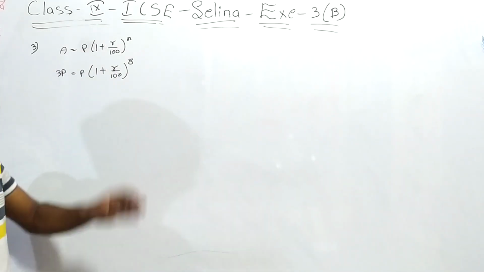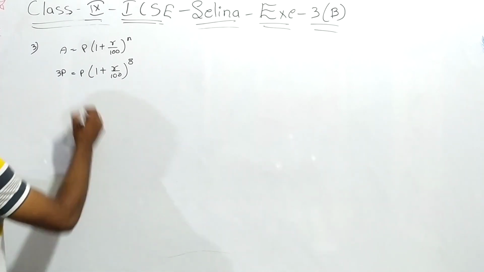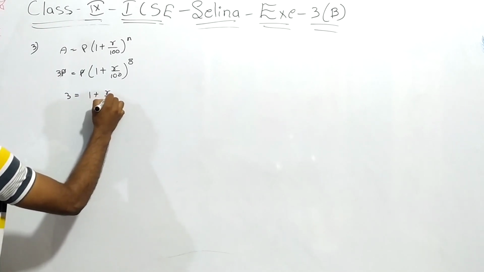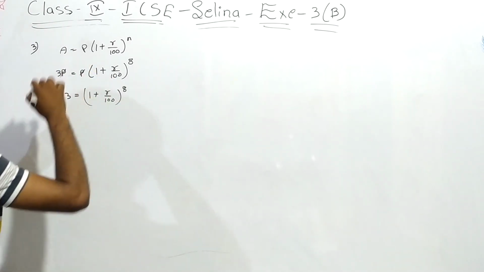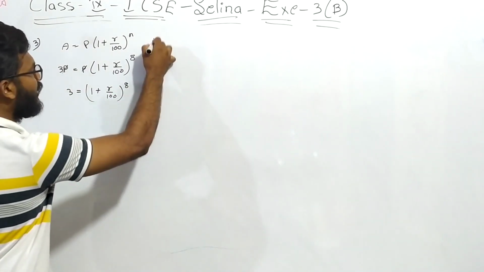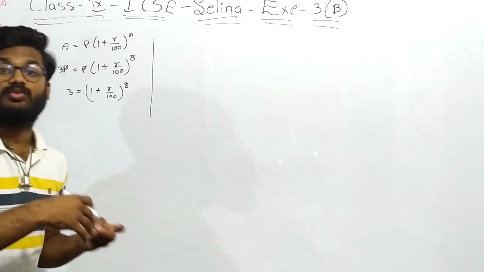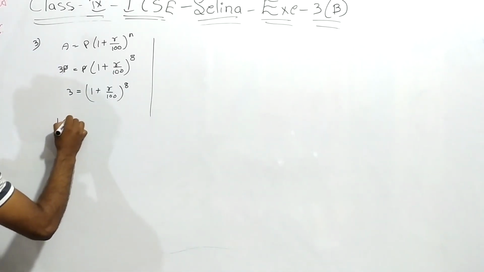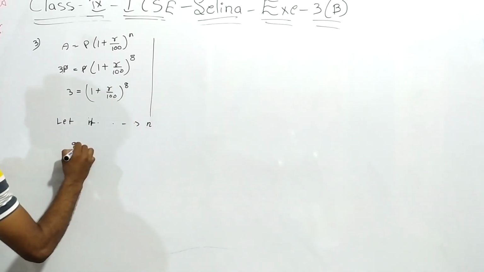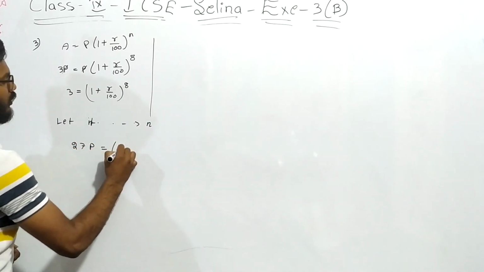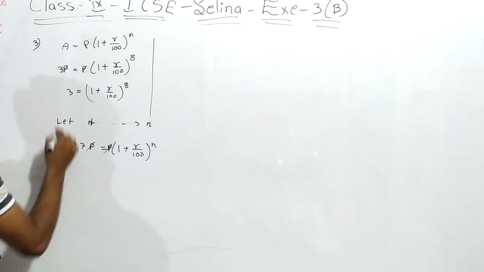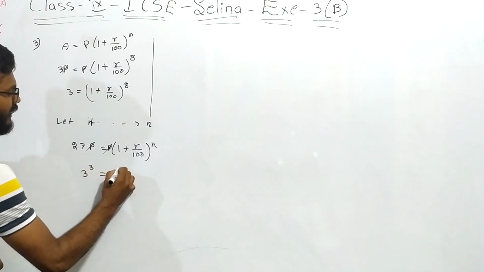So let us find R first. So how much will we get? So 3 is equal to (1 plus R by 100) whole power 8. So let it be. Next we have to find in how many years it will become 27 times. So let it become 27 times in n years. So 27 times means 27P is equal to P into (1 plus R by 100) whole power n. P will get cancelled, and 27 we can write as 3 cube, right?